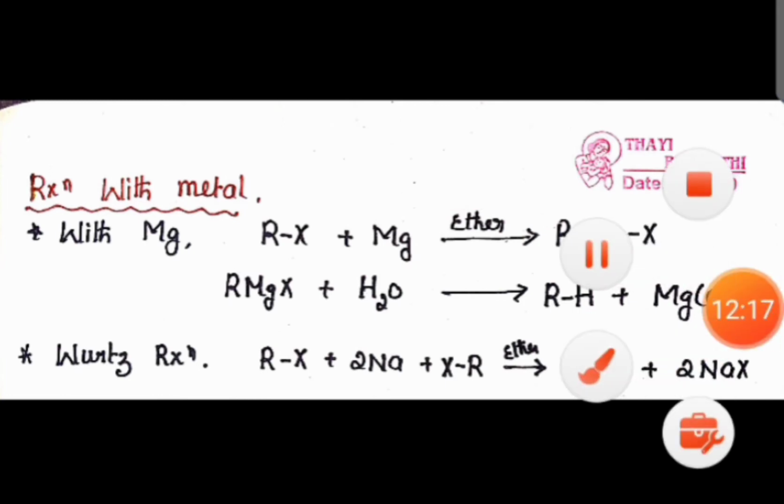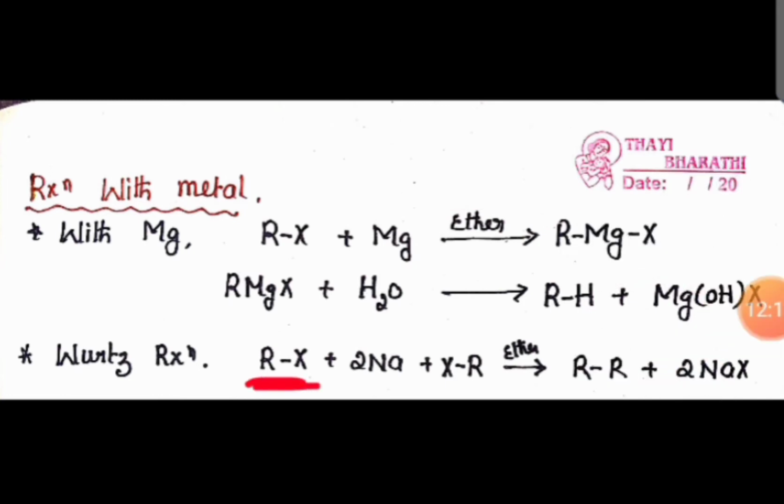So here we have one Wurtz reaction, where haloalkanes RX react with sodium in the presence of ether to produce higher alkanes. This R and R react to form higher alkanes along with the release of sodium halide.